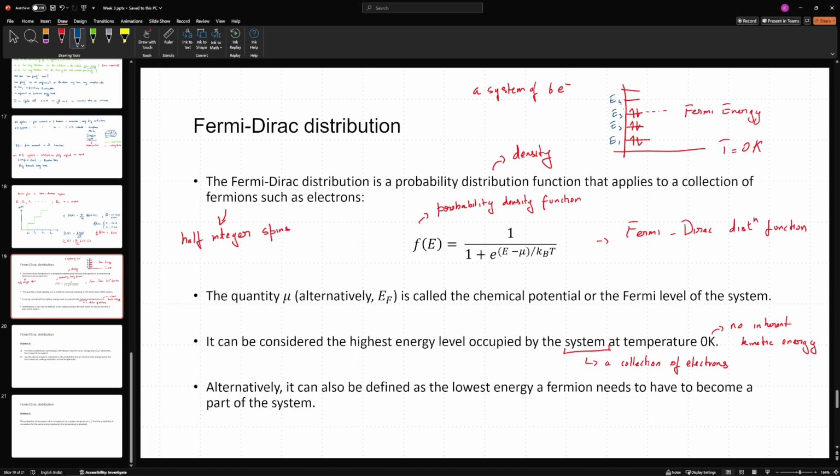So depending on our circumstance, we will have two definitions. The second definition is the lowest energy I need for my electron to get inserted into the system. And that is where this concept comes into play. So this is the definition of chemical potential.